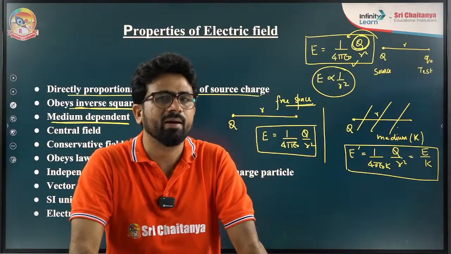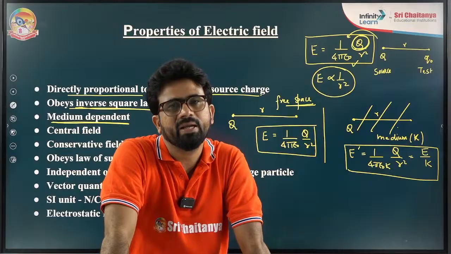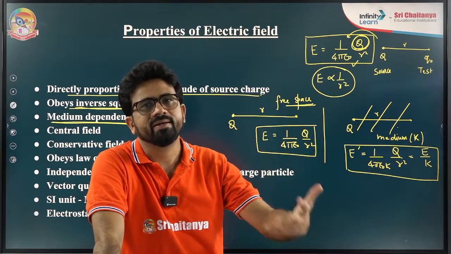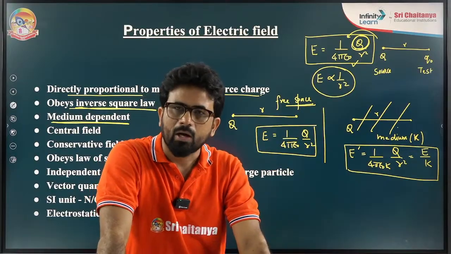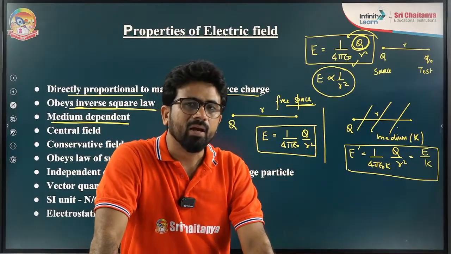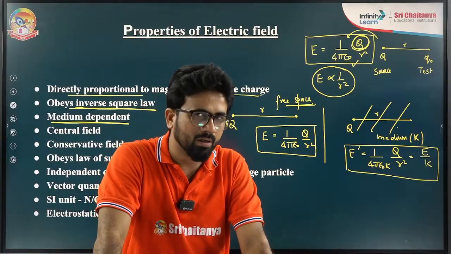Similar to what we have learned, if two charged particles are present in a medium, then the force acting between them also decreases by how much? K times. We have learned the same thing. I am just repeating again. Here, the field is also decreasing by K times. Try to understand it.